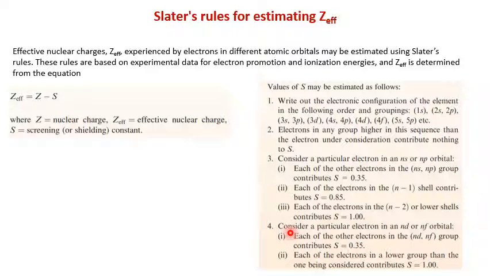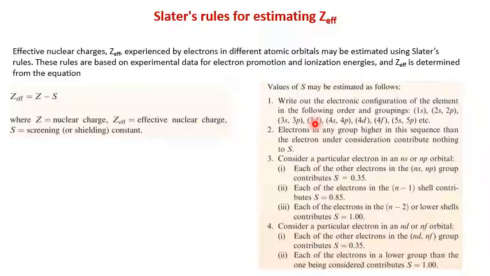Now there is another consideration. If the electron of interest resides in a d orbital or f orbital, nd or nf, let's say the 3d orbital, then each of the other electrons in the 3d orbital or f orbital will contribute 0.35. So if the electron is 3d5, for example, then apart from that one electron, the other 4 electrons, 4 into 0.35, will contribute to the screening constant value. Each of the other electrons in a group lower than the one being considered will contribute 1.